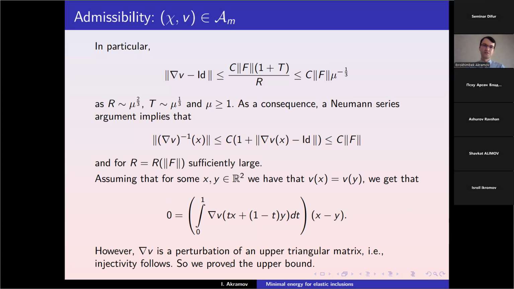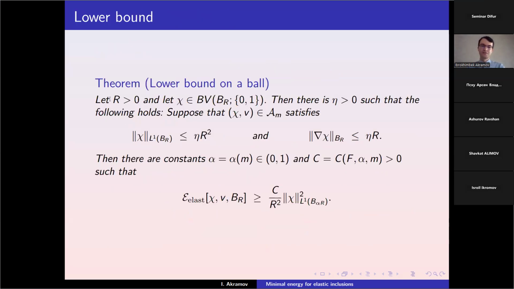So we have shown that the pair v and chi is admissible. So we have shown the upper bound here. Okay, next, the lower bound.